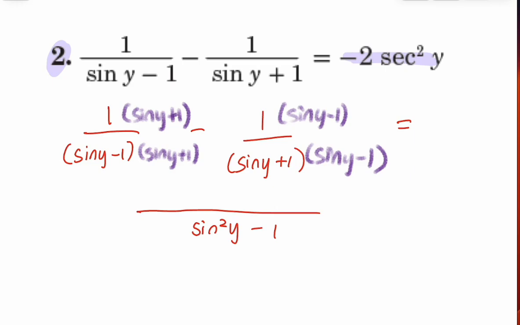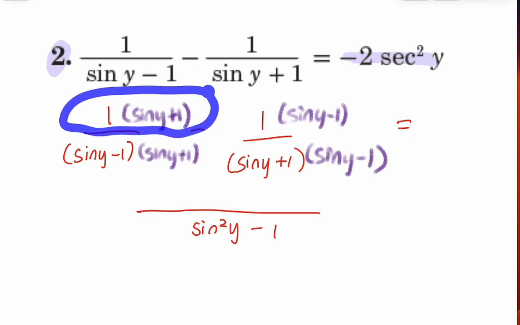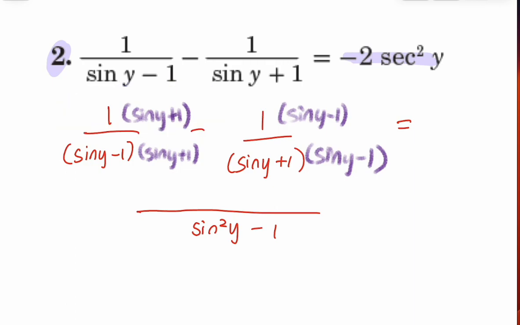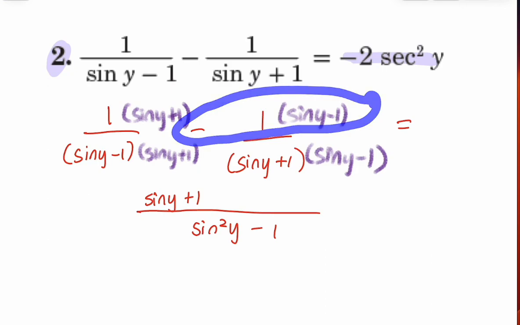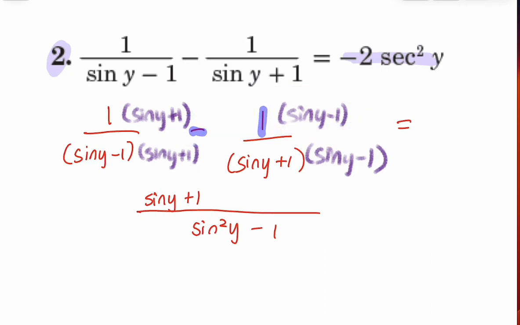Now let's do our multiplication on top. This is 1 times that quantity. So that's just going to be that quantity, sine of y plus 1. This, be careful, there is a negative 1 in front. So distribute that negative. So it's going to be negative sine of y plus 1.